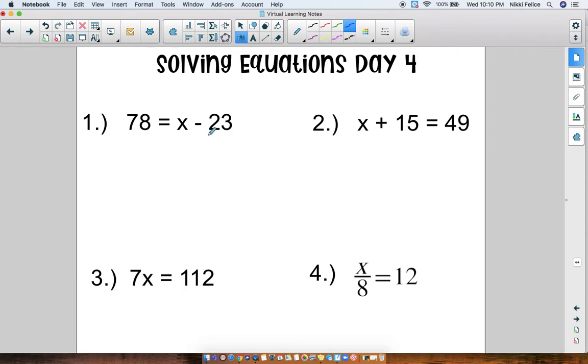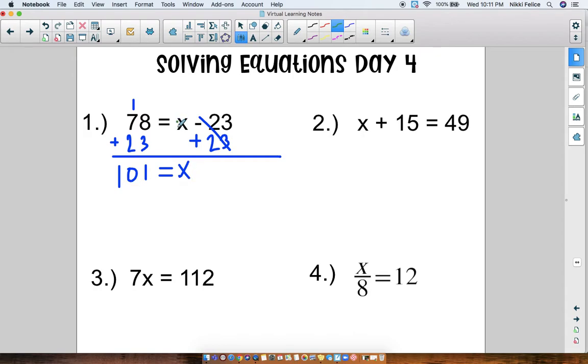So if this is subtraction, I'm going to do the inverse and add 23 to both sides. We always use our inverse operations. Minus 23 and positive 23, those two things cancel out. So I bring down my x, bring down my equal sign, and now I add. 3 plus 8 is 11, 7, 8, 9, 10. So x equals 101.